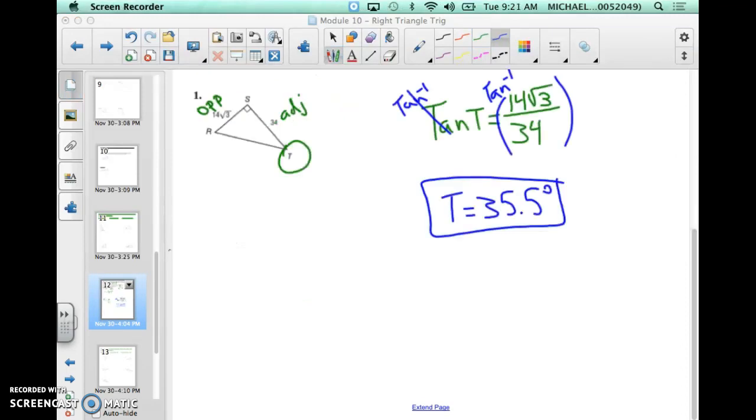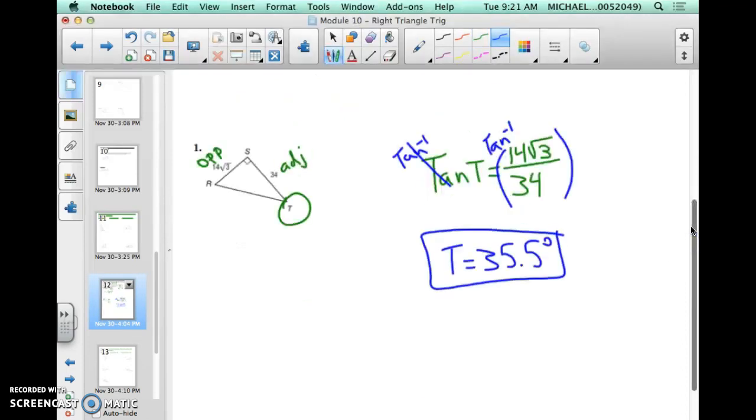You should have paused the video and tried this one on your own at this point. The opposite side of angle T was a 14 radical 3. That could freak somebody out, but again, that's just a number. It's an irrational number, so you can treat it as such. And if you notice, I set up my trig function. I got the tangent this time because they gave me the opposite and the adjacent in reference to T. So I put tangent of T equals 14 radical 3 on top over 34.